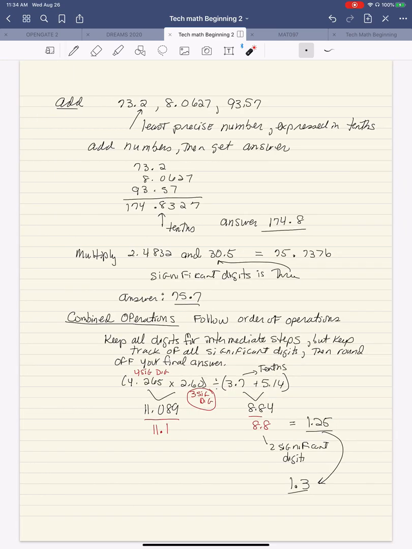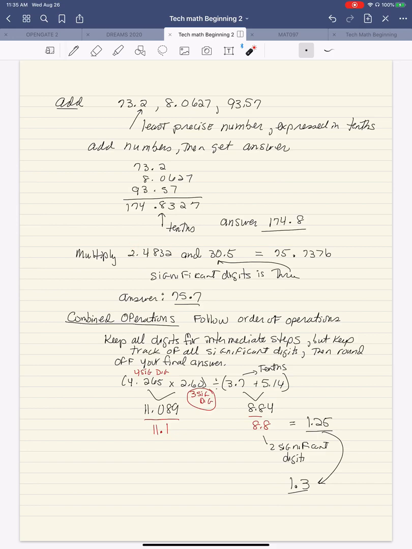For instance, if I want to add 73.2, 8.0627, 93.57, this I'm adding, so I'm looking at precision. This is one place after the decimal. 1, 2, 3. These are 4. This is 2. So this is the least precise. So I'm going to add up all my numbers, and then I'm going to get it to the precision. So 174, one place. This is a 3, so that stays at 8. So 174.8. I'm multiplying. Multiplying, I have to look at significant digits.